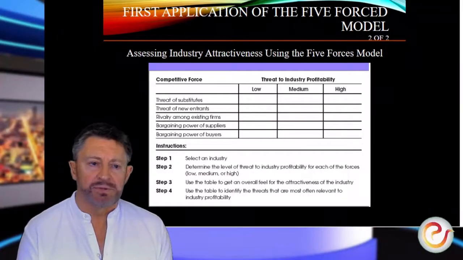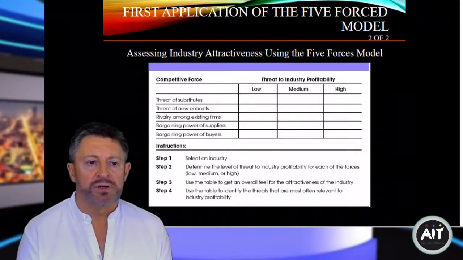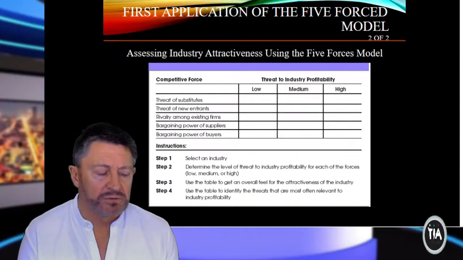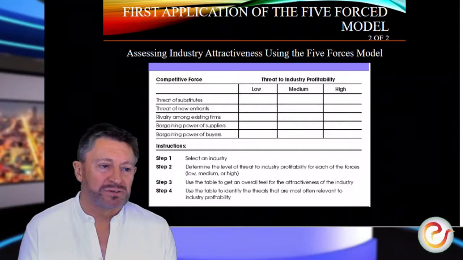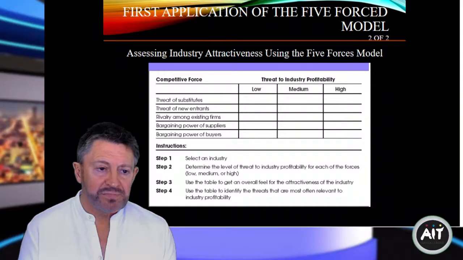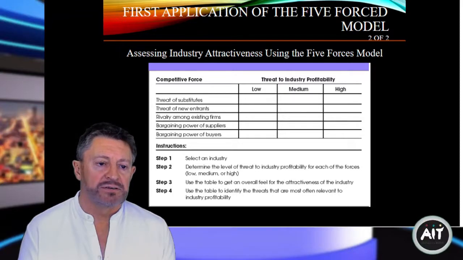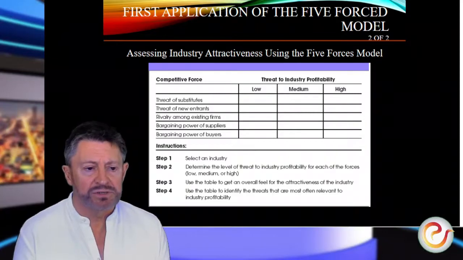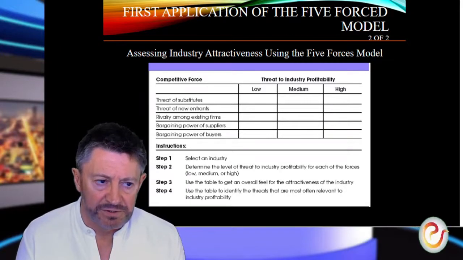So here's, for example, a simple layout, and it introduces the risk element, so the low, medium, and high profitability, and similarly that could be the risk elements being the corollary of that. So, threat of substitutes. You go through each of the 5, and then step 1, select an industry, determine the level of the threat to industry profitability, use the table to get an overall feel for the attractiveness, and then use the table to identify the threats that are most often relevant to the industry profitability.